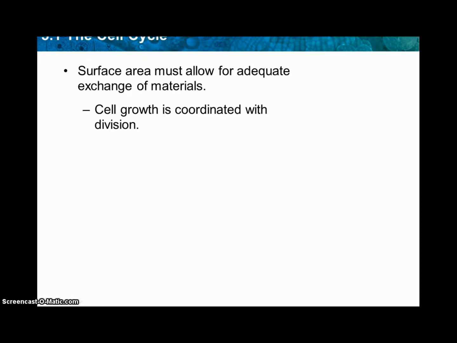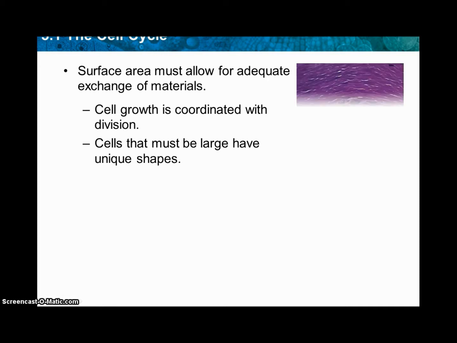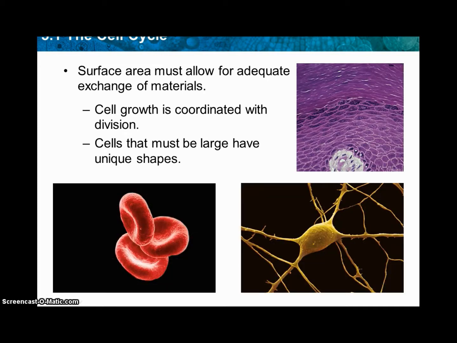So I just talked to you about how the surface area must allow for adequate exchange of materials. Cell growth is coordinated with division. Cells that must be large have inadequate shapes. So here's a couple of them that are large and they don't have adequate shapes.